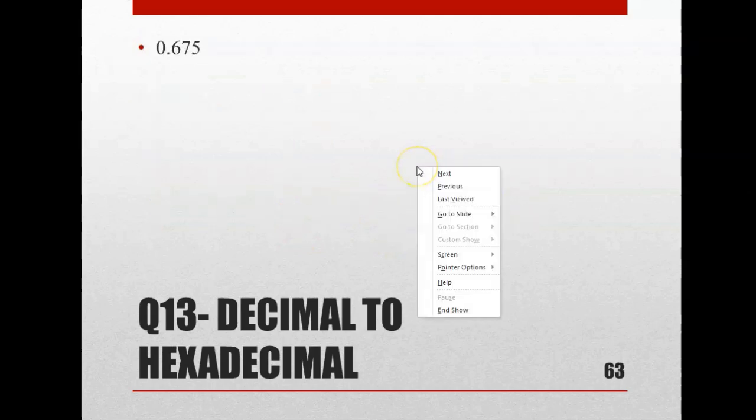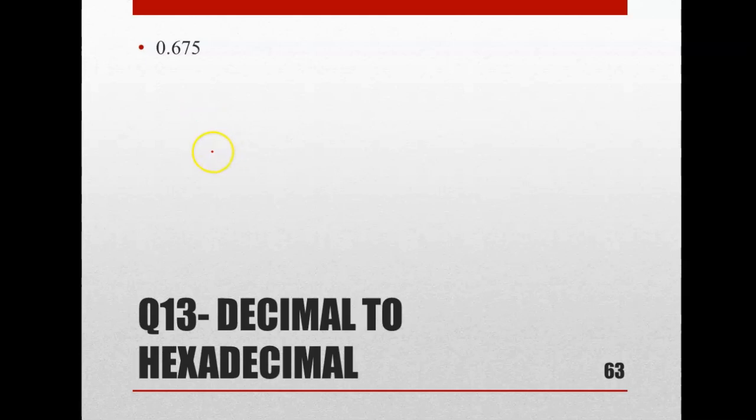Now the next question is 0.675. What you will do, you will multiply this value by 16, and then you can check it out. Well, you know very well, in case of a decimal like this one, you need to multiply. I think that part is also clear to you, because this will be a lengthy calculation when you go for it.